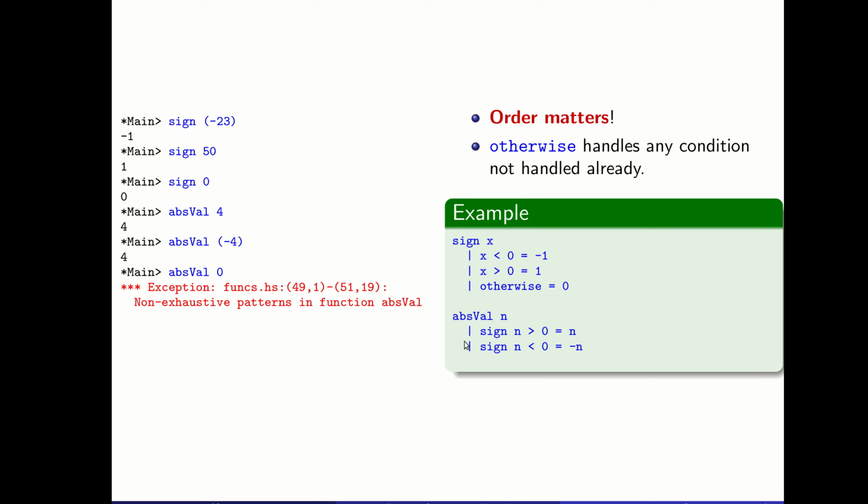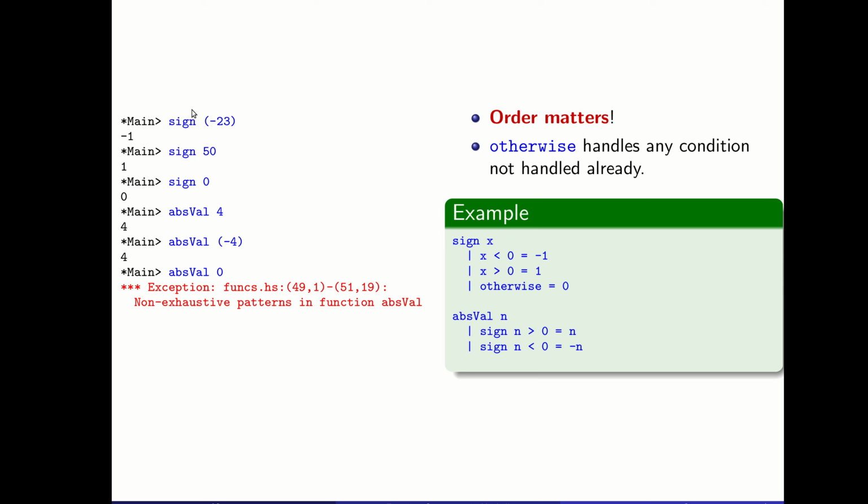So here are a couple of examples using guards for some basic functions. This one, sign, tells us whether a number was negative or positive or 0. If x is less than 0, it boils it down to -1. If x is greater than 0, it boils it down to 1. And otherwise, in other words, if x is equal to 0, then it returns 0. The sign of -23 gives me -1. The sign of 50 gives me 1. The sign of 0 gives me 0.